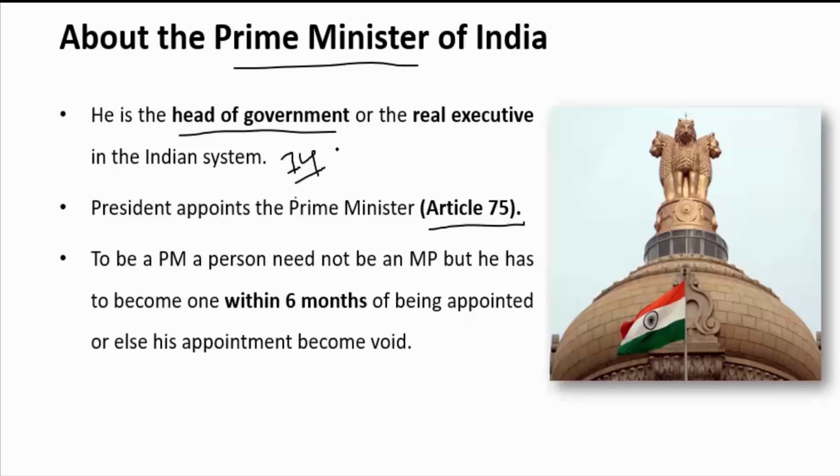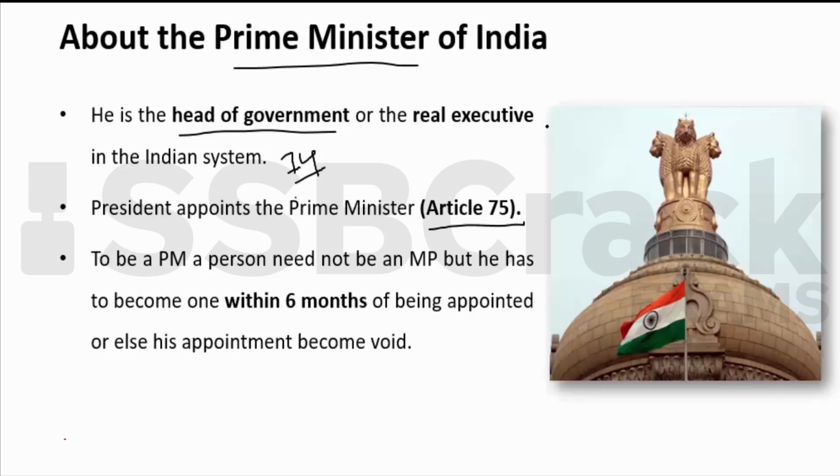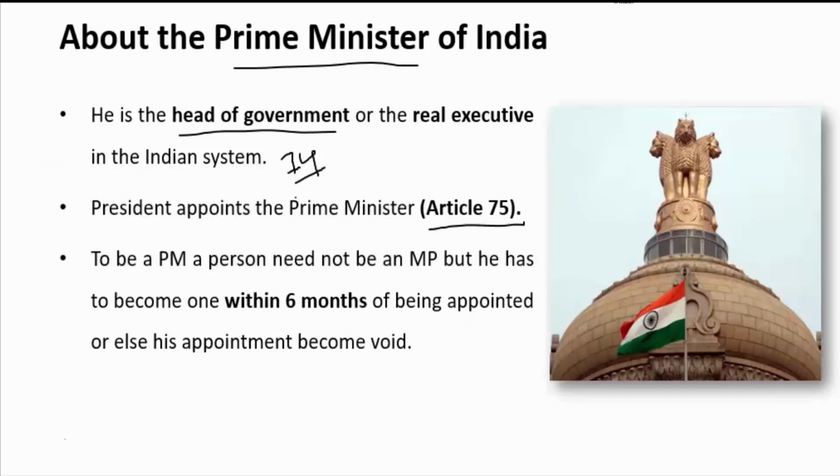Article 74 talks about the Council of Ministers. It says that there shall be a Council of Ministers along with the Prime Minister, and the collective function of the Prime Minister and the Council of Ministers would be to aid and advise the President. But Article 75 talks about the appointment of the Prime Minister. It says that the Prime Minister will be appointed by the President of India.